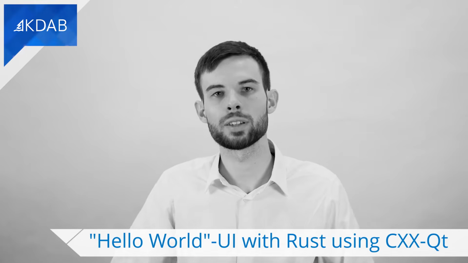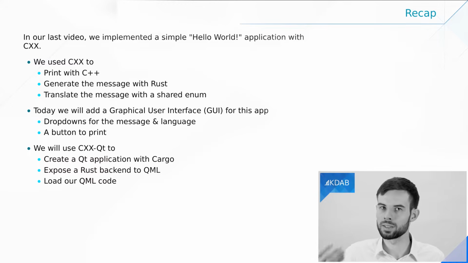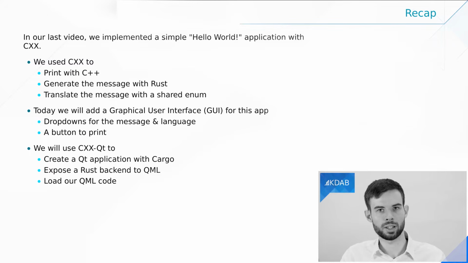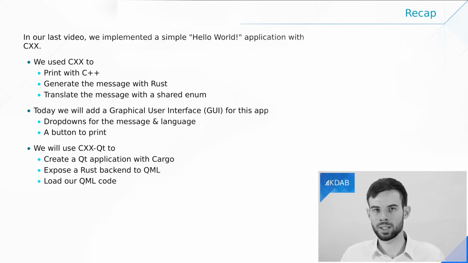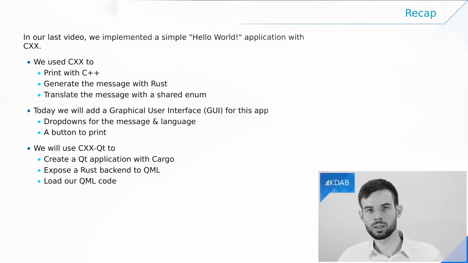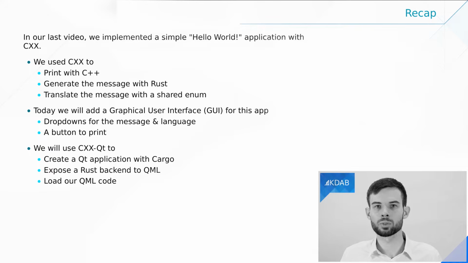This integration will be based on CXX-Qt, which is KDAB's extension to CXX that allows integration with Qt's meta object system. If you don't know CXX yet, check out the previous video in this series where I explained the basics of CXX. The link is in the description. As CXX-Qt is an extension to CXX, it's important to have a basic understanding of how CXX works. A basic understanding of Qt and QML will also be helpful if you want to follow along with this video. We'll link some resources to get started on this in the video description.